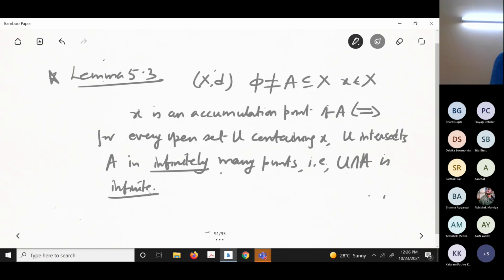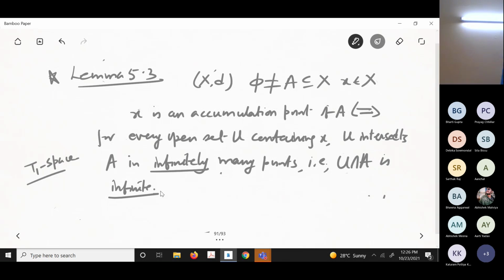Here this way it comes. It is basically true for any T1 space. In general, it is true for any T1 space. So if you have an accumulation point, for any open set it has to be infinite. If it is finite for some open set containing x, then it is not an accumulation point. That's it.